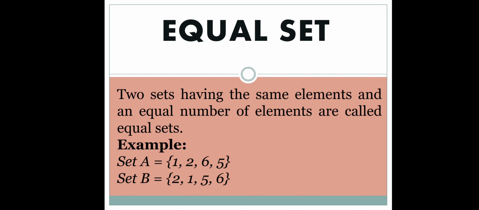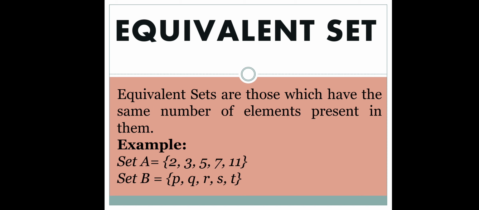So let us take the example A and B. Here set A has 1, 2, 6 and 5. Likewise, set B has 2, 1, 5, 6. In this example, set A has 4 elements, set B has 4 elements. Then set A and B have the same elements, but the elements are rearranged, isn't it? But they have the same elements, same number of elements. So set A and B are equal sets.